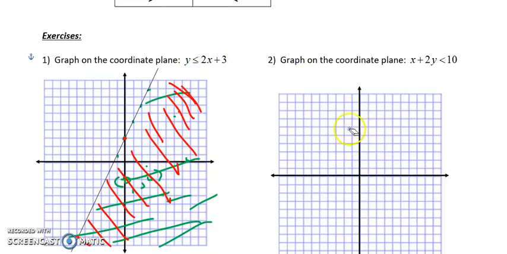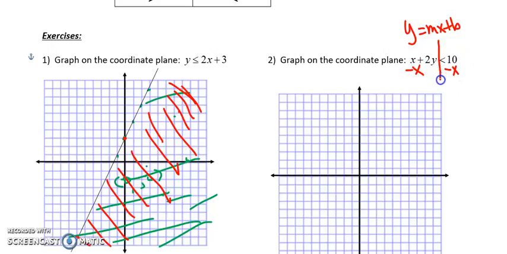So you shade it. So let's try number 2 and we can try the shortcut again. When you look at number 2, x plus 2y is less than 10. First of all, we're going to use a dashed line because there's no equal sign there, okay? And second of all, we're going to change to y equals mx plus b format in order to draw. That's the only way you can draw. So what we're going to do is minus 1x on each side.